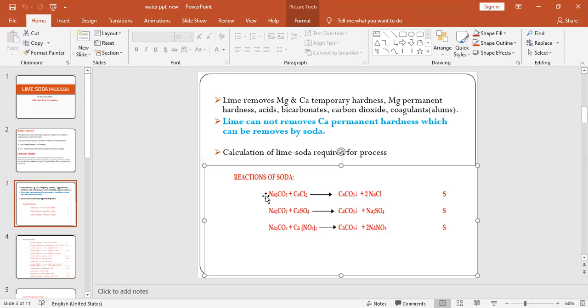First, coming to the functions of soda, soda removes permanent hardness caused by calcium chloride, magnesium chloride and calcium nitrate. Soda reacts with calcium chloride to form insoluble calcium carbonate and sodium chloride. Soda reacts with calcium sulfate to form calcium carbonate and sodium sulfate. Sodium carbonate reacts with calcium nitrate to form calcium carbonate and sodium nitrate.